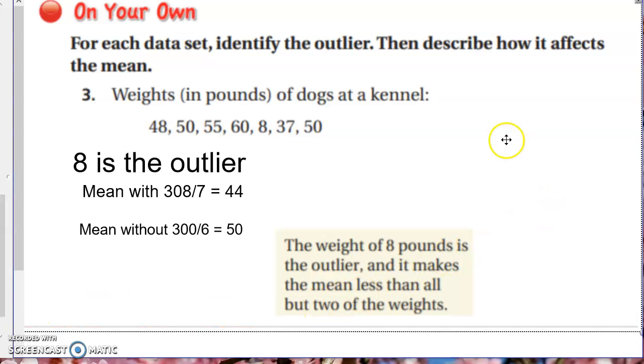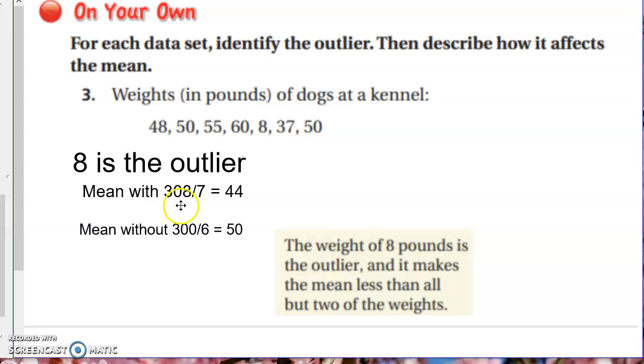All right, to check this one, you probably found that 8 seems like the outlier because 8 is much lower than the other data values. So when I calculated the mean with 8, I added all those numbers together and divided by 7 because there are 7 numbers there, and I got an average of 44. When I took 8 out and added those numbers together without 8, of course I had to divide by 6 because 8 is not a data value anymore. I got a mean of 50.